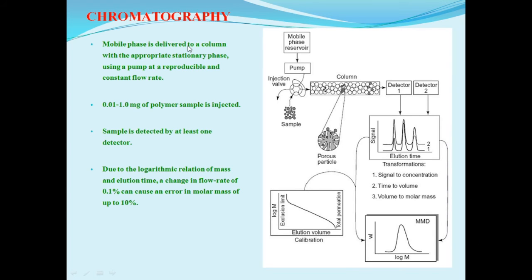Mobile phase is delivered to a column with the appropriate stationary phase using a pump at a reproducible and constant flow rate. 0.01 to 1.0 milligram of polymer sample is injected. Sample is detected by at least one detector. Due to the logarithmic relation of mass and elution time, a change in flow rate of 0.1% can cause an error in molar mass of up to 10%.